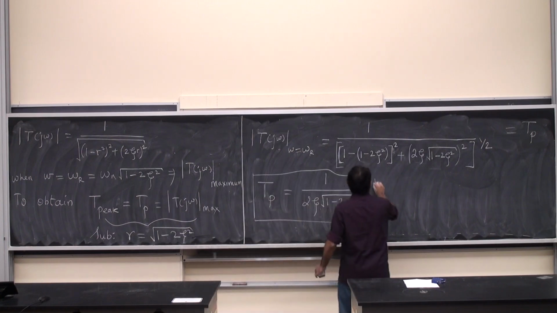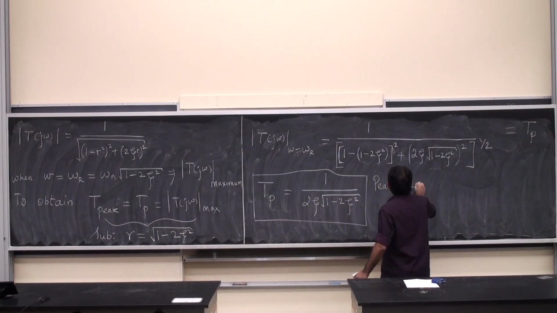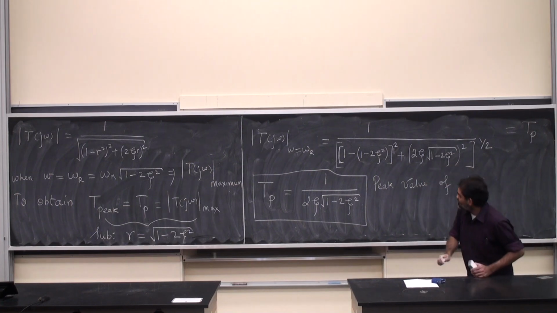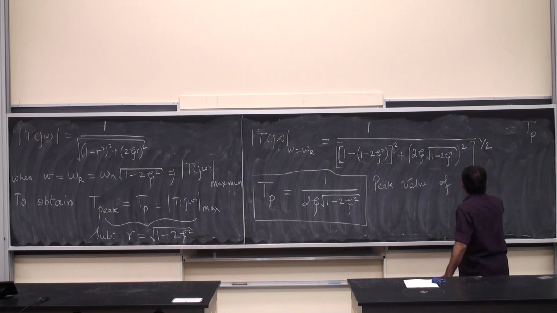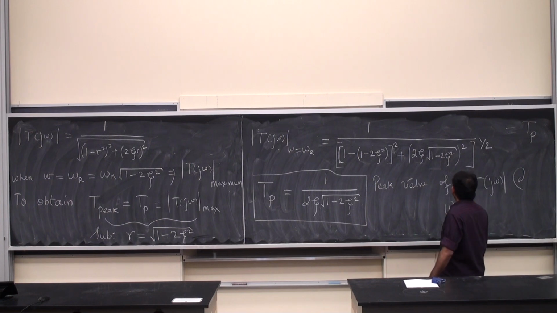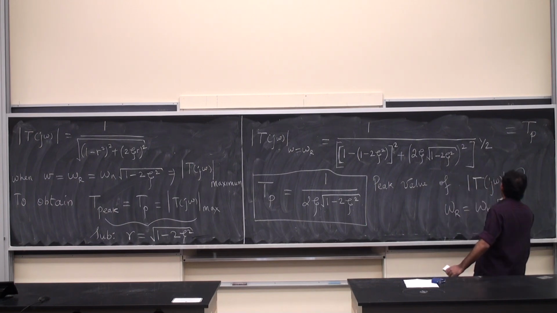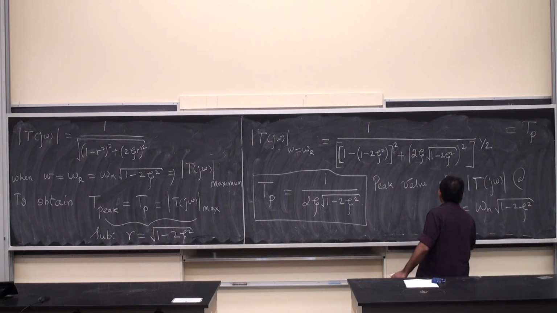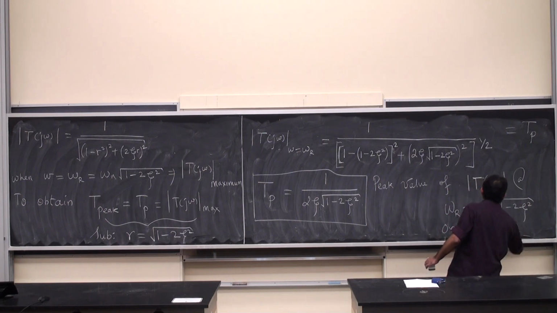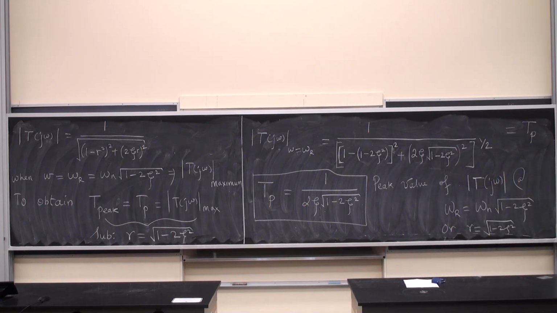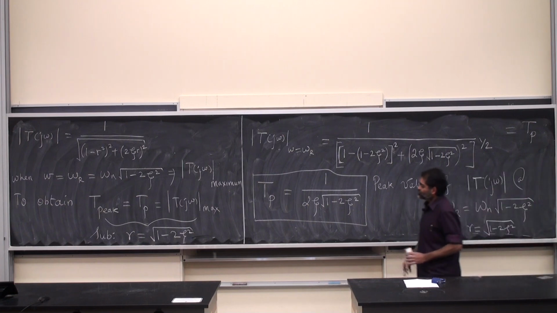this is the peak of T at omega r is that, or r is equal to that. You can either substitute for omega or r. Obviously it's easier to substitute for r.